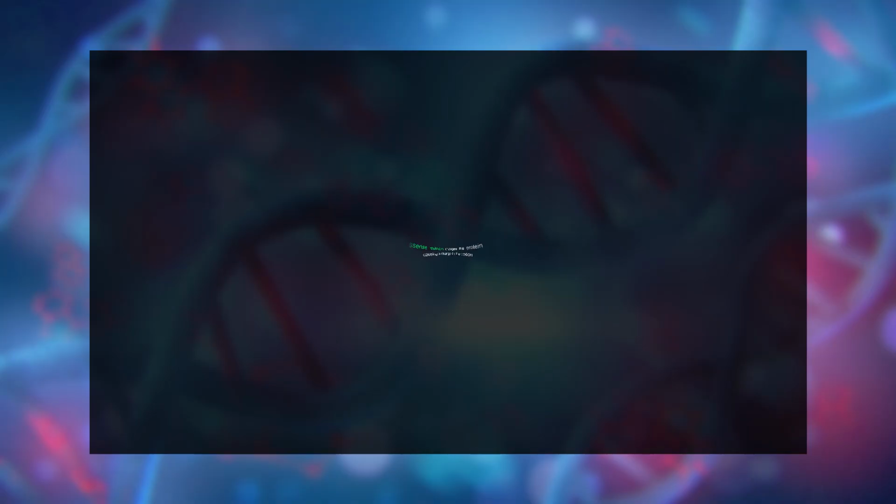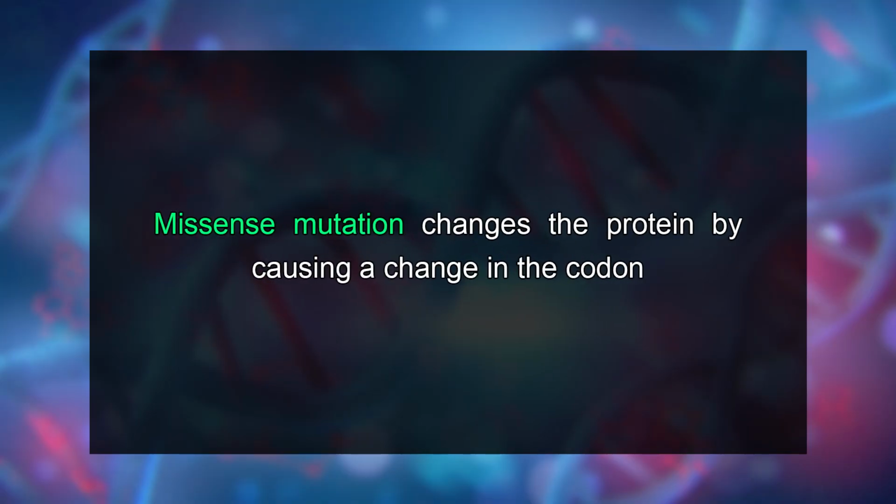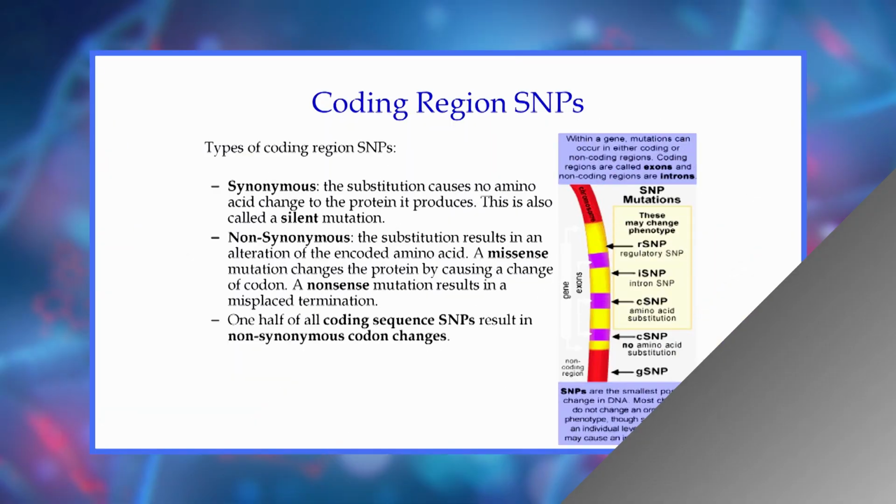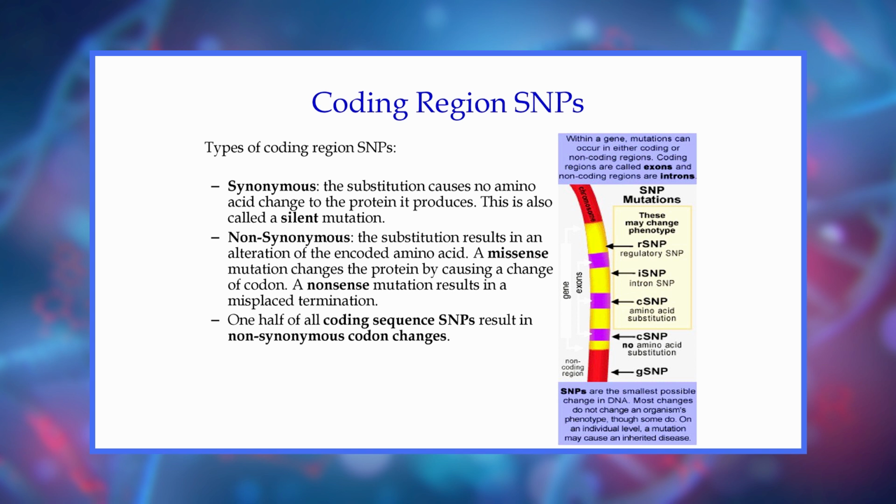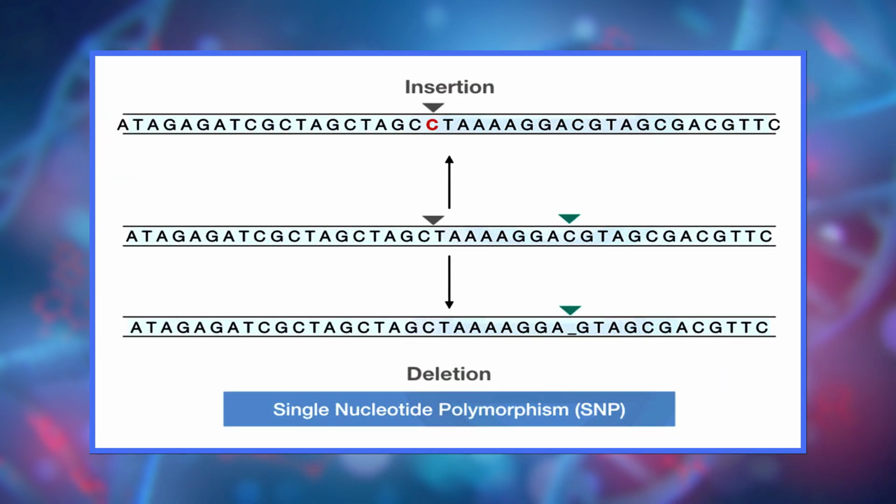A non-synonymous substitution results in an alteration of the encoded amino acid. A missense mutation changes the protein by causing a change in the codon. A nonsense mutation results in a misplaced termination codon. One half of all coding sequence SNPs result in non-synonymous codon changes. DNA polymorphisms comprise three types, that is tandem repeat polymorphism, copy number variation, and single nucleotide polymorphism.